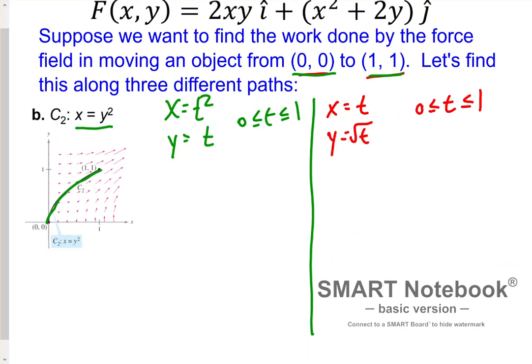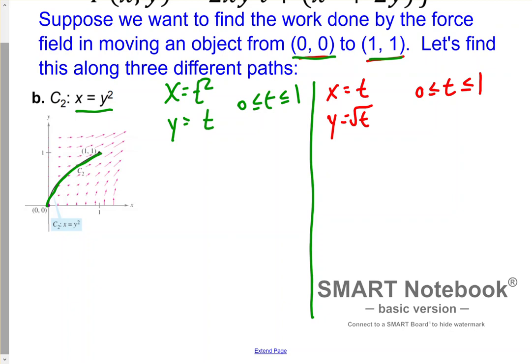So I want you to turn to your neighbor. I want one of you to pick the green one and one of you to pick the red one. And I want you to go through and do the process we just did. So find r prime, find f, do all of those off of your parameterization, dot product them, and find the work by integrating. And we should get the same thing. So go ahead and pause the video. Each of you find your own. I'll put the work down at the bottom here and you can check when you're done.